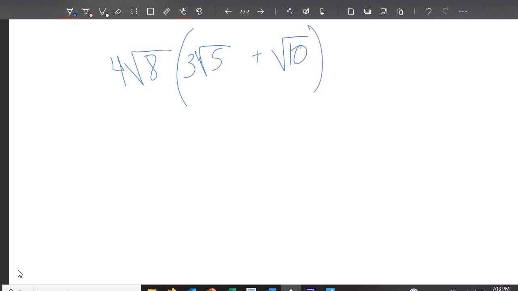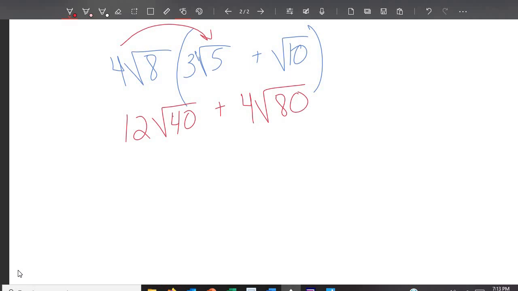Here's one we'll have to simplify. So let's say I had 4 square root of 8 times 3 square root of 5 plus square root of, I don't know, we'll say 10. Well, distribute: the 4 times the 3 is 12, square root of 8 times 5 is square root of 40, plus 4 goes in front, square root of 80.